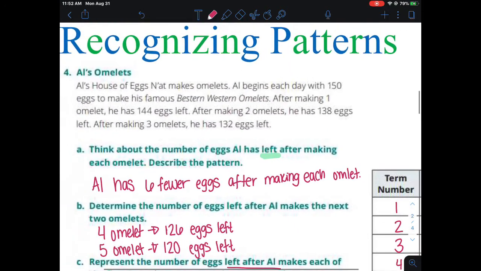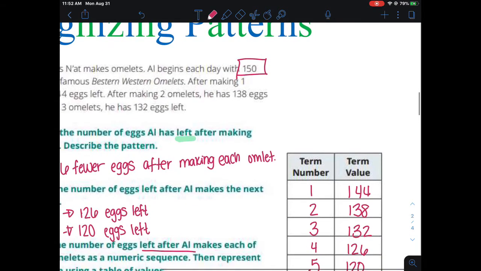Now, some of you might be wondering, well, they told us 150. What does that number of eggs have to do with anything? Well, this is our initial term. This is what we would call our zero term. Zero term is what we start with, which is 150.